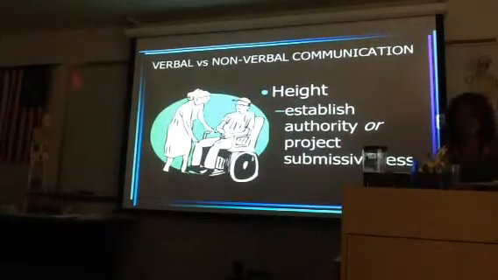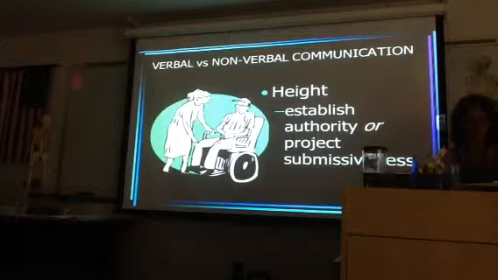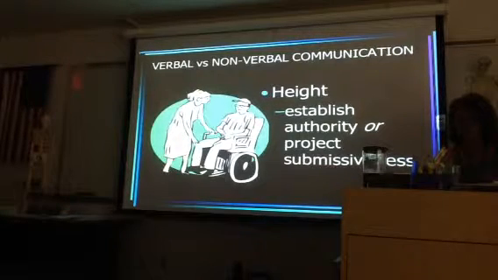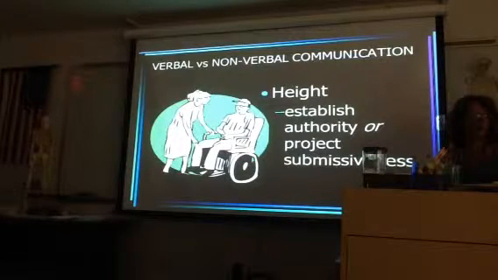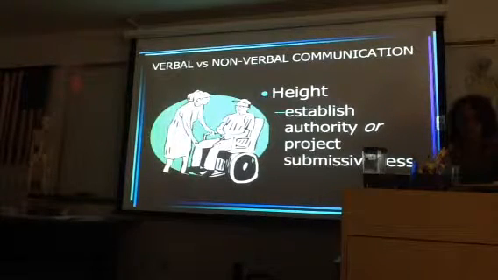For demonstration, you have to consider the height. Established authority is when you're towering over someone that maybe is seated, or projecting submissiveness. So always take into consideration being eye level with the person.